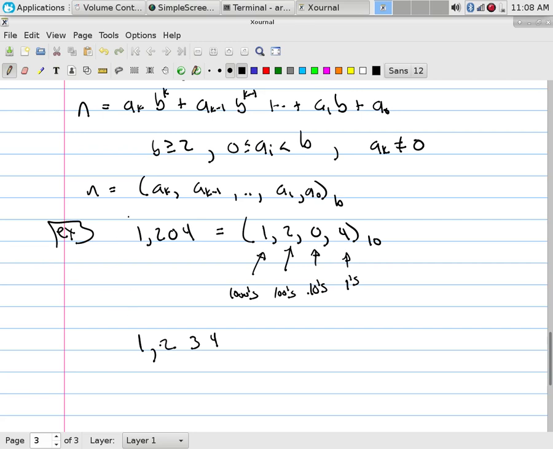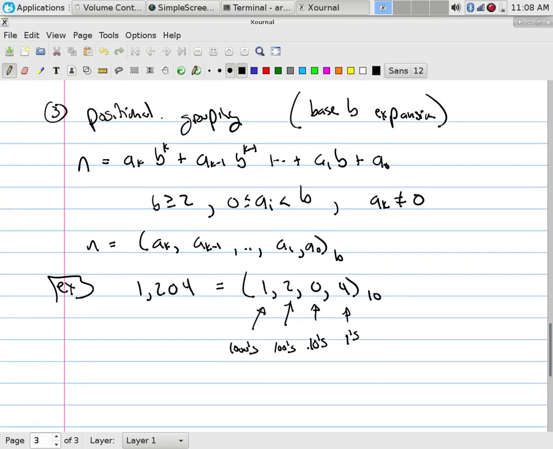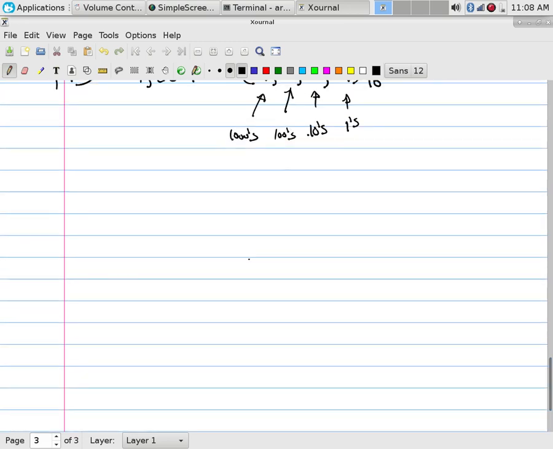But on the other hand, do we have to stay with base 10? Nope. We can use any base we want. So we can have numbers like 1, 0, 1, 1 in base 2, or 3, 7, 2, 1 in base 9.